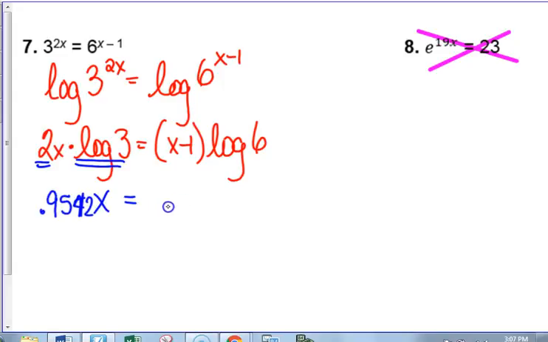Equals, and then over here, the log of x is... oh my, I can't even read. 0.7882, and then that's got to be distributed. For the log of 6? 0.7782. Oh, thank you.